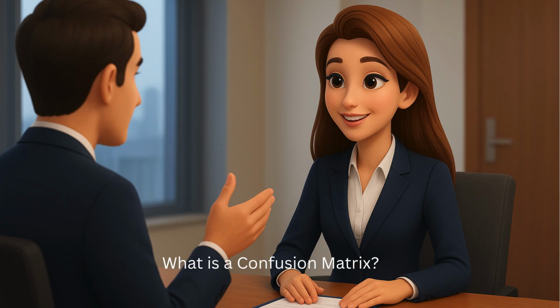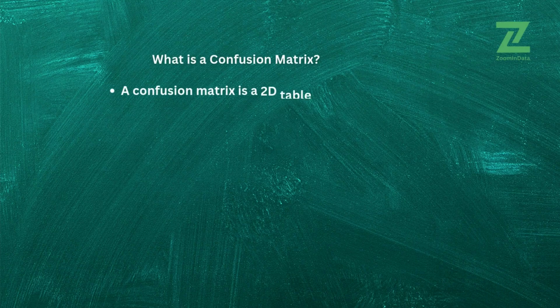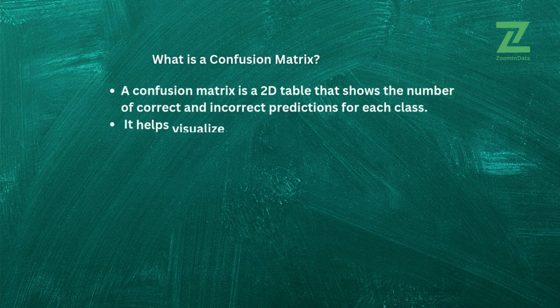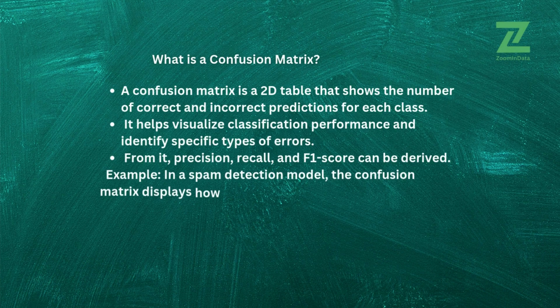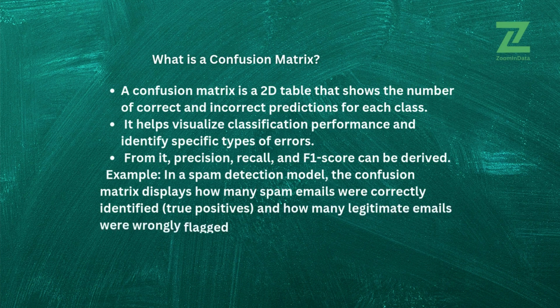What is a confusion matrix? A confusion matrix is a 2D table that shows the number of correct and incorrect predictions for each class. It helps visualize classification performance and identify specific types of errors. From it, precision, recall, and F1 score can be derived. Example: in a spam detection model, the confusion matrix displays how many spam emails were correctly identified, true positives, and how many legitimate emails were wrongly flagged, false positives.